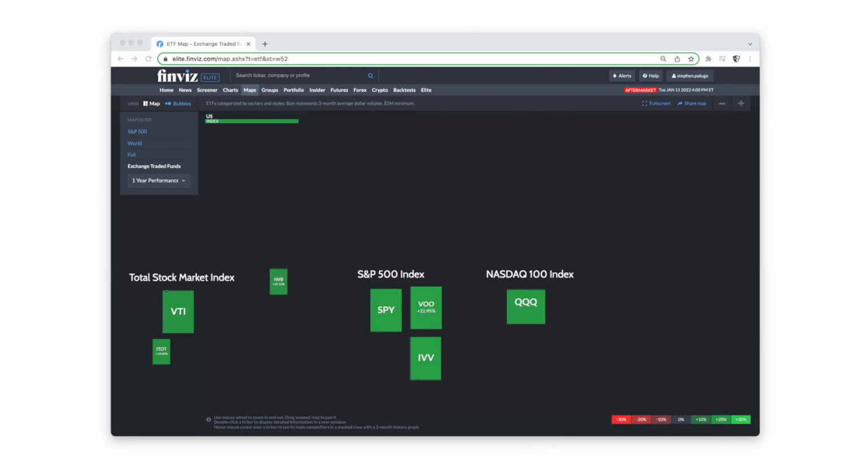And IWB tracks the Russell 1000, which is somewhere between the total stock market and the S&P 500 indexes, which is not differentiated enough, so let's eliminate it. Let's also eliminate all the redundant investments, and we are left with VTI, SPY, and the Triple Qs.